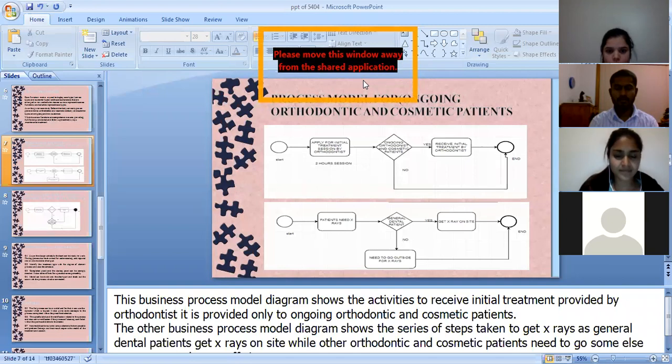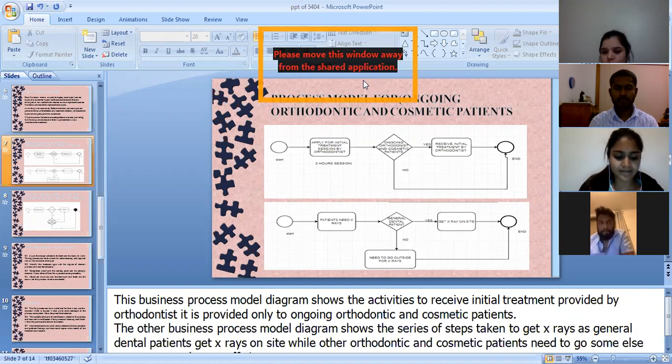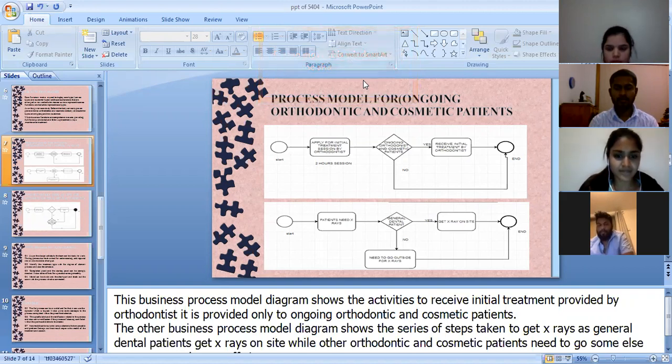The next model explains the patient who needs x-rays. If the patient is a general dental patient, then he'll get an x-ray on site. Otherwise, he has to visit somewhere else to get the x-ray. So that's my part. The next slide will be discussed by Sandeep.